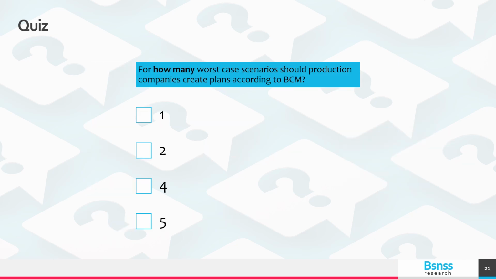Quiz. For home, any worst-case scenarios should production companies create plans according to BCM? 1, 2, 4, or 5 worst-case scenarios? Please stop the video if you need more time now. The correct answer is: production companies should create plans for 5 worst-case scenarios.